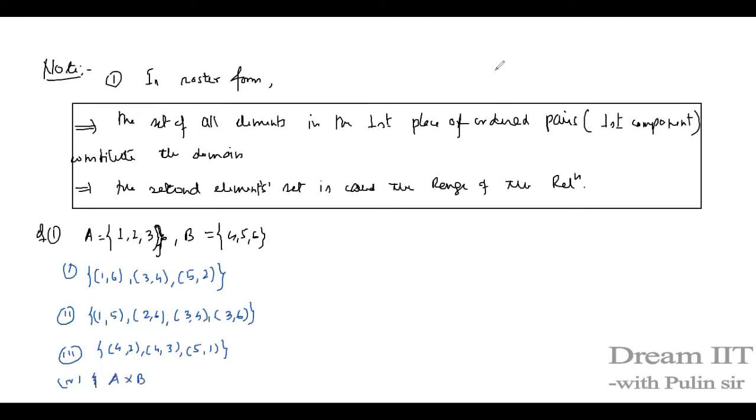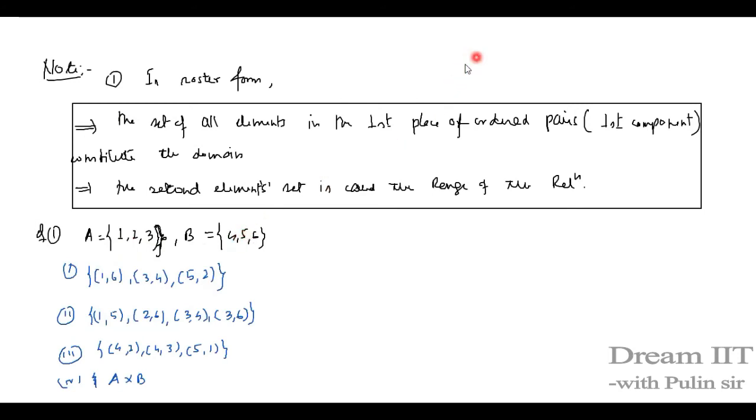Now we have to justify one by one whether they are relations from A to B or not. If so, why? That we have to write. For being a relation, whatever we get must be a subset of A cross B. By the meaning of subset, every element of this must be in A cross B. That means each ordered pair must belong to A cross B. That means the first element must belong to the first set, and the second element must belong to the second set.